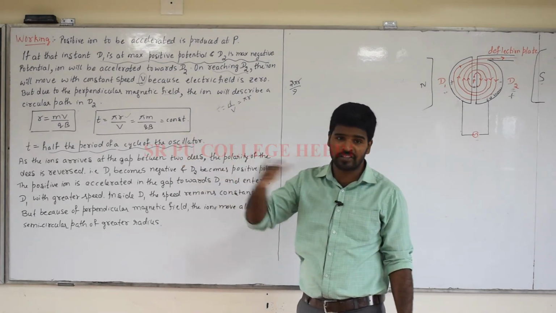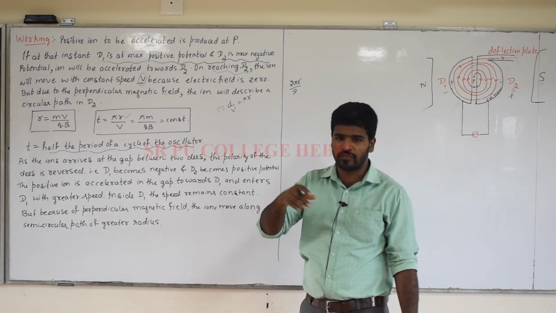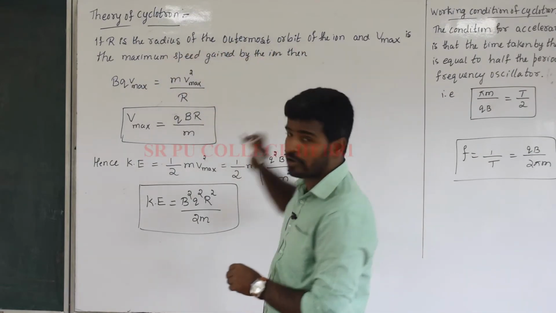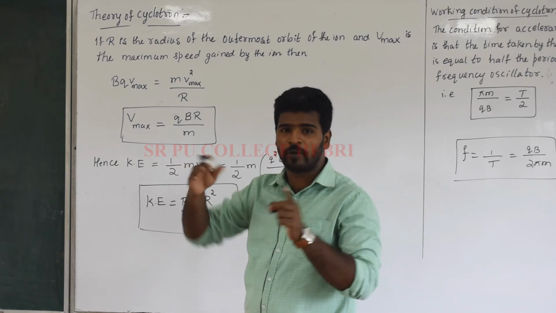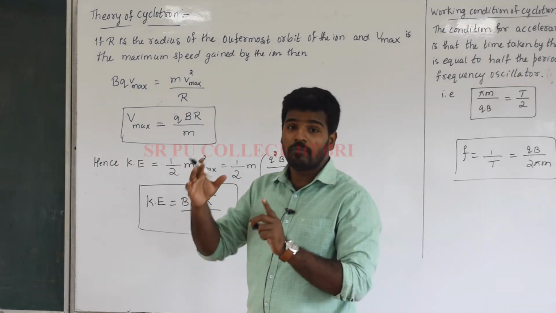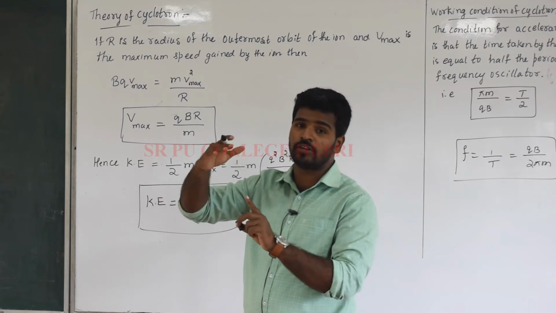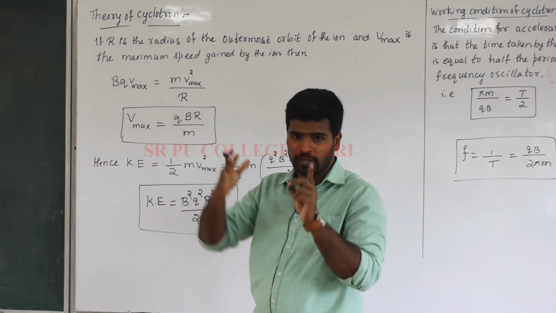The last part in the cyclotron, that is theory. What is the theory behind the cyclotron? We will discuss now. If r is the radius of the outermost orbit of the ion, which means that, as we have studied about the working theory of the cyclotron, because of the applied high electric field, the ions are moving in a semicircular path, and that magnetic field helps to move the particle in a circular path.